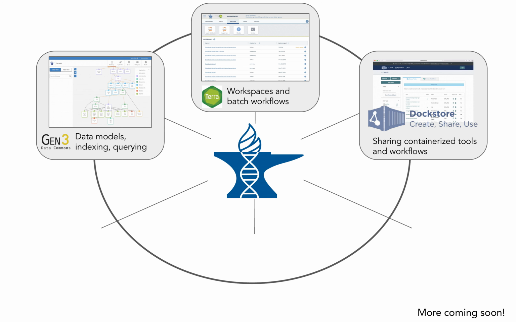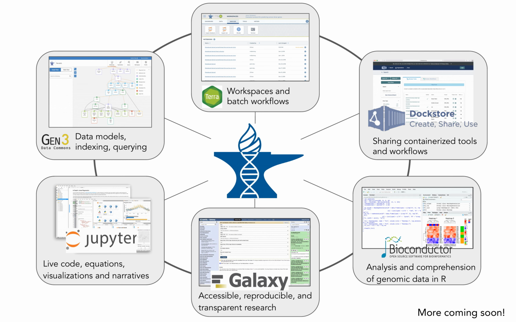The three main components of AnVIL are data, workflows, and compute. The Gen 3 Data Commons brings data to the forefront by allowing you to search for and assemble cohorts of data relevant to your research question. DocStore provides an open platform where researchers can share cutting-edge analysis tools as well as complete reproducible workflows. Finally, Terra provides the backbone for the analysis by orchestrating all the necessary cloud resources for storing data and running computational analyses.